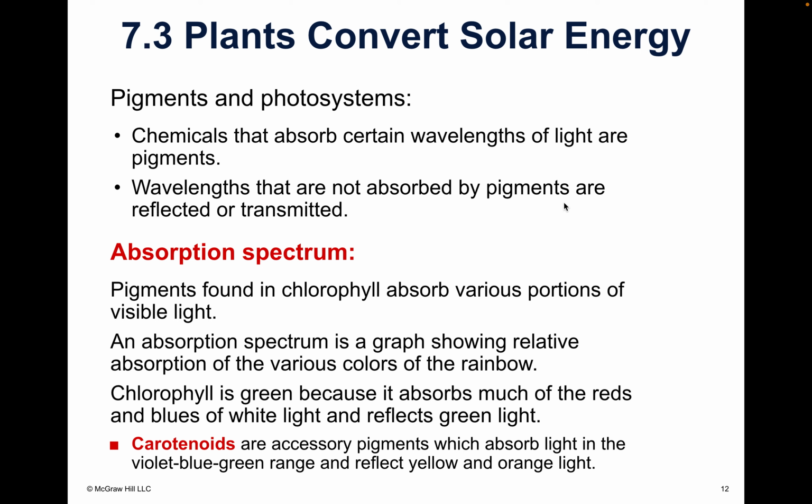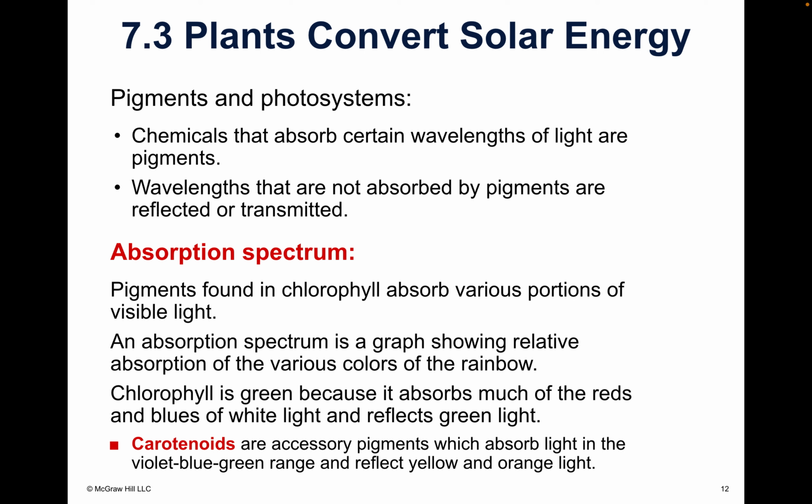So this has a star beside it as well. So plants convert solar energy. There's something called pigments in photosystems. Chemicals that absorb certain wavelengths of light are pigments, so like a pigment of light. And then wavelengths that are not absorbed by pigments are reflected. So that's why plants are green, because plants reflect green. They don't absorb it.